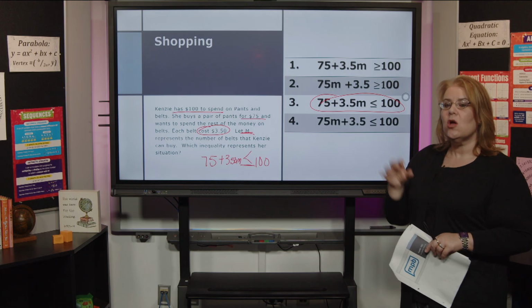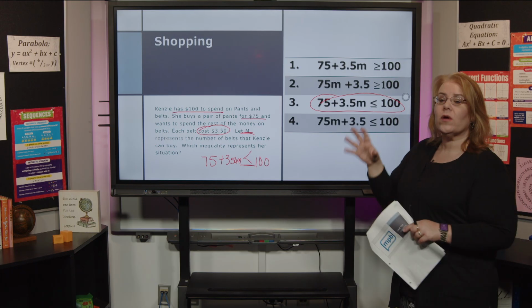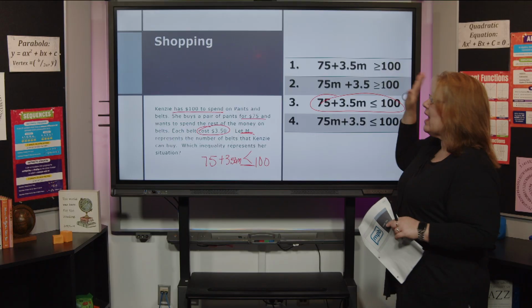We want to make sure when we're annotating these problems, we're getting the important phrases that are going to help us write either our equations or our inequalities.